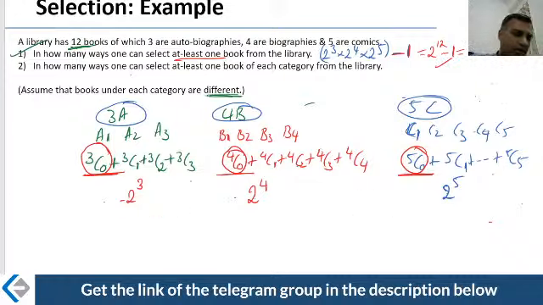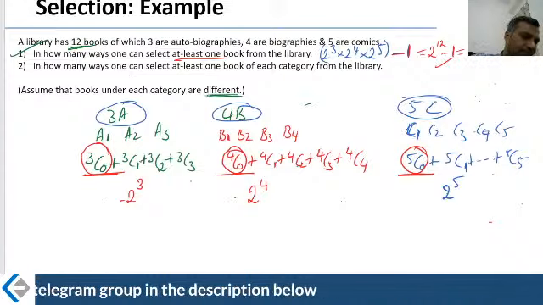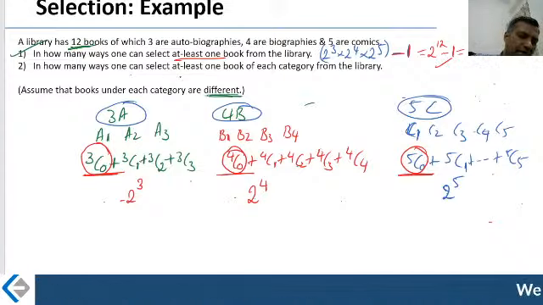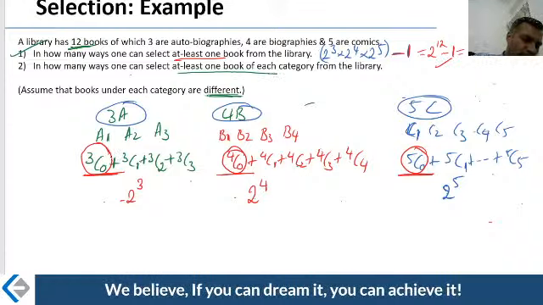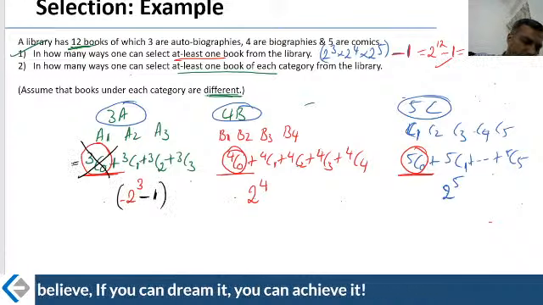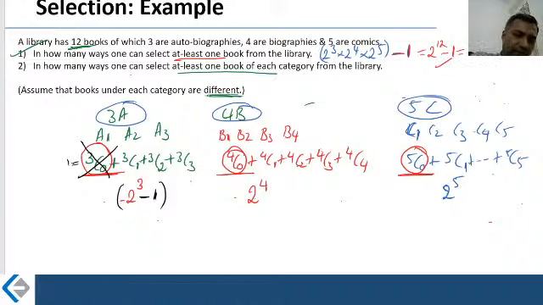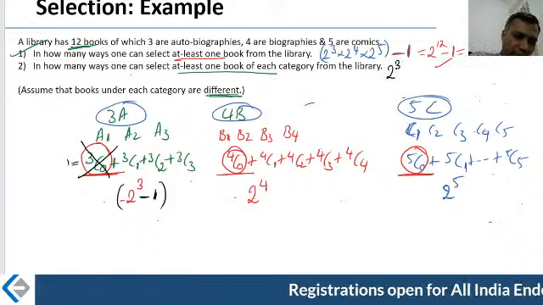Let's think about the second question. In how many ways can one select at least one book of each category? At least one book of each category means what? This is knocked out, this is knocked out. 2 power 3 minus 1, because what is the value of 3C0? The value of 3C0 is 1. So what you write here for the second question is 2 power 3 minus 1.